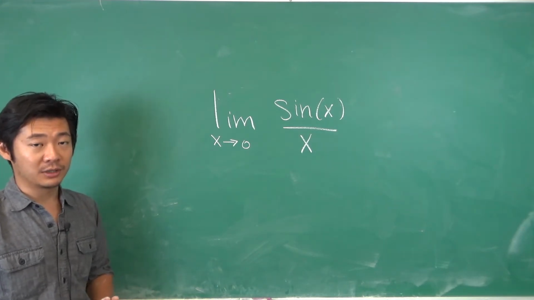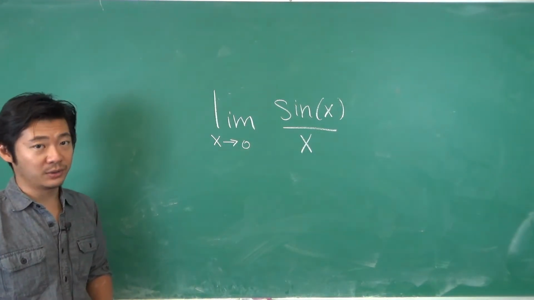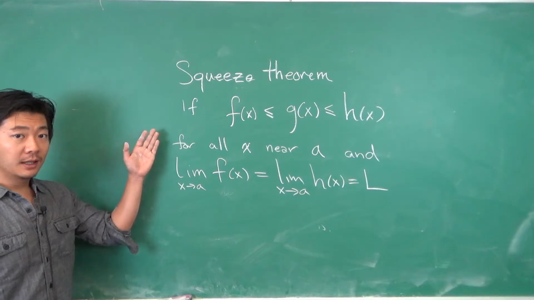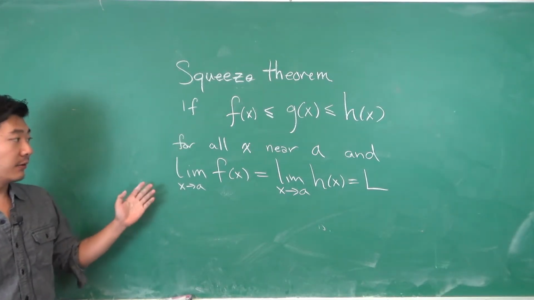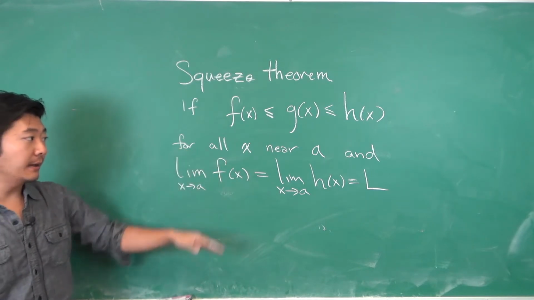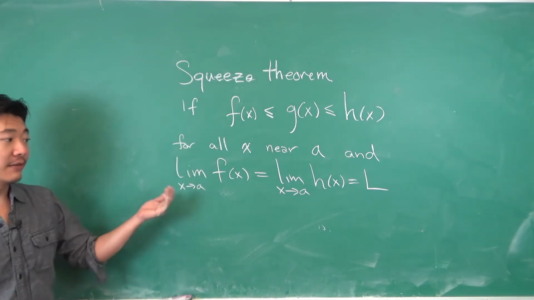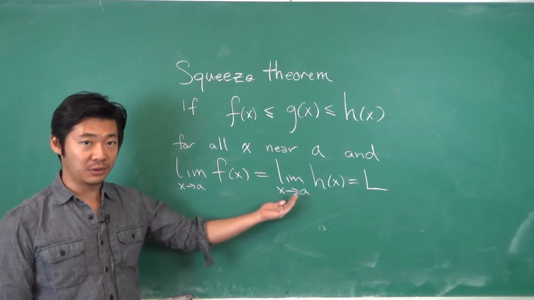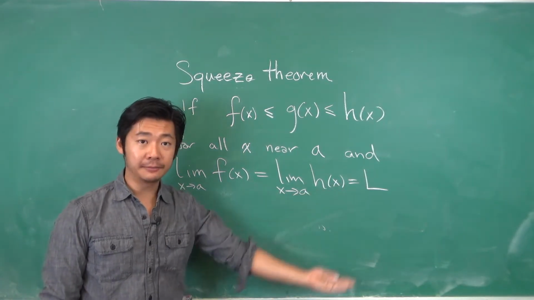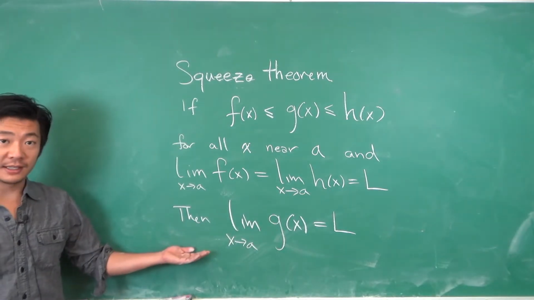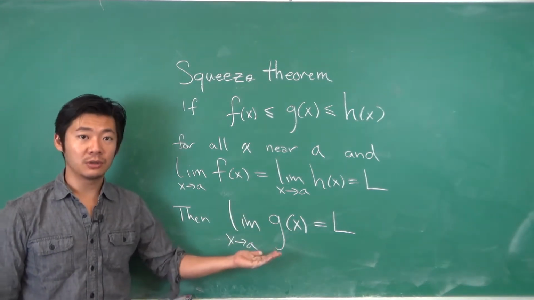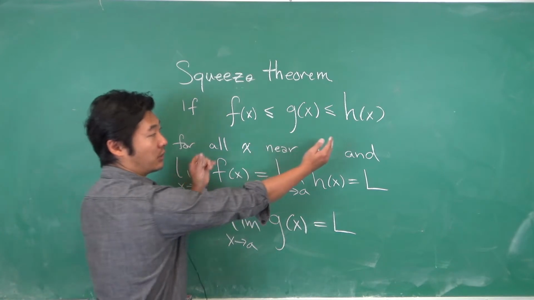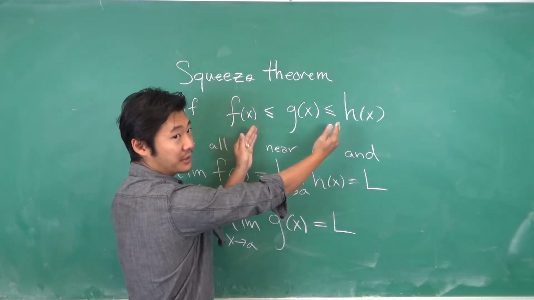Now what we are going to need is something called the squeeze theorem. If f of x is less than g of x is less than h of x, for all values x near a, and the limit of f and h exists, and they're both equal to some number, let's say L, then the limit as x goes to a of g of x exists, and it's equal to L. So we are squeezing the limit from both sides.